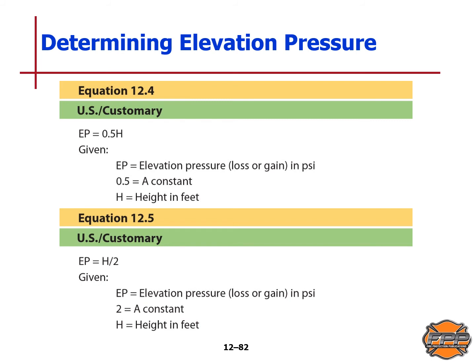When determining elevation pressure, this is from equation 12.4. You have to use elevation pressure equals 0.5 H, given that EP is elevation pressure, loss or gain in PSI, 0.5 is a constant, that's your coefficient, and H is height in feet. If you use equation 12.5, US customary, EP equals H divided by 2, given that EP is elevation pressure, loss or gain in PSI, 2 is a constant, and H is height in feet. And we're going to see how this works in just a moment.